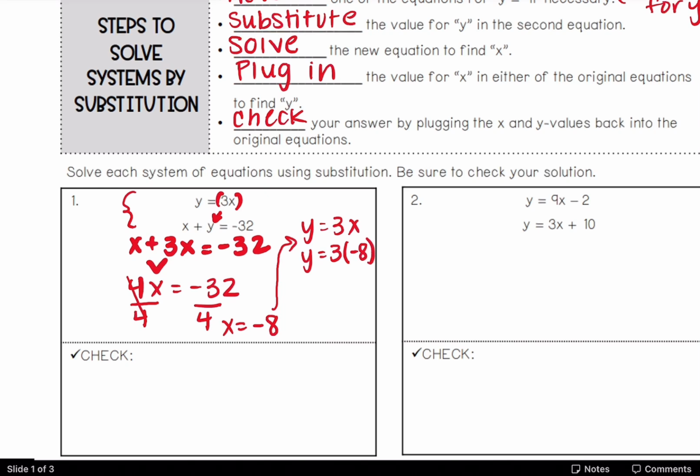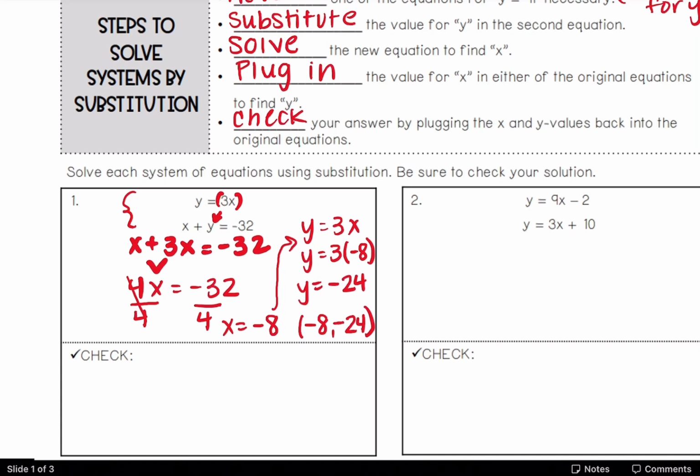When I plug in, a lot of times I'll do parentheses. It kind of reminds me what I plugged in. And again, when I have a number right next to the parentheses, that means multiply. So that means I have y equals 3 times negative 8, which is negative 24. So that is my solution. I found x, and then I used that to find y. And so together, if I imagine on a graph, that means that negative 8 comma negative 24 is where the two lines will intersect. And I did it without graphing.